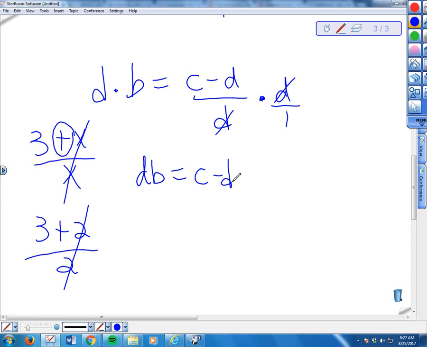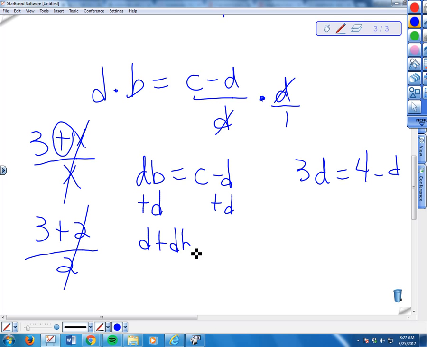So if you treat them like numbers, if I had 3D equals 4 minus D, what would my next step be? Add D. Same thing here. I'm just going to add D. So now I have D plus dB equals C.